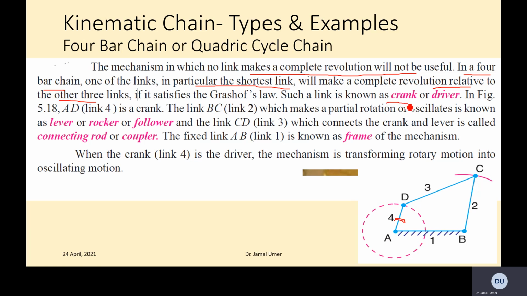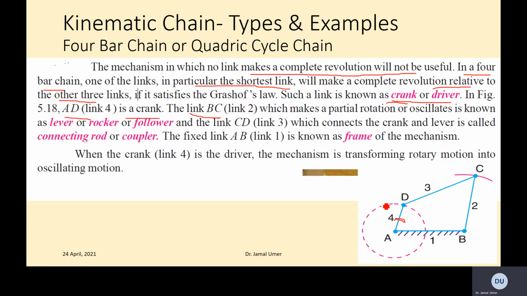So this is the terminology for a 4-bar chain. We have discussed it, but just a little bit of revision. Such a link is called a crank or a driver. So you have this AD link. This is called a crank because it's making a complete revolution, and it can also be called a driver because we connect this one with a motor to make it complete a revolution. So in the figure, AD link 4 is a crank.